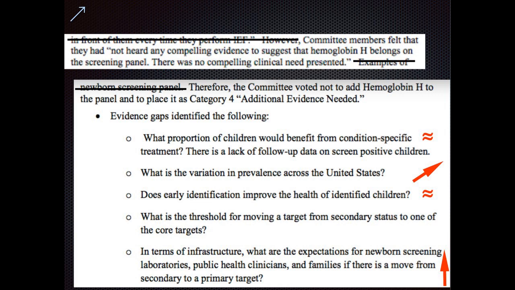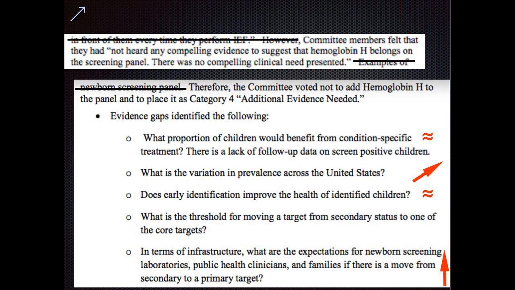So when it was reviewed in 2010, they obviously decided not to do universal testing, and this is from their summary in terms of what some of their concerns were. As it states, the committee felt that they had not heard compelling evidence to suggest hemoglobin H belongs on the screening panel, that there's no compelling clinical need presented. Therefore, more evidence was needed.